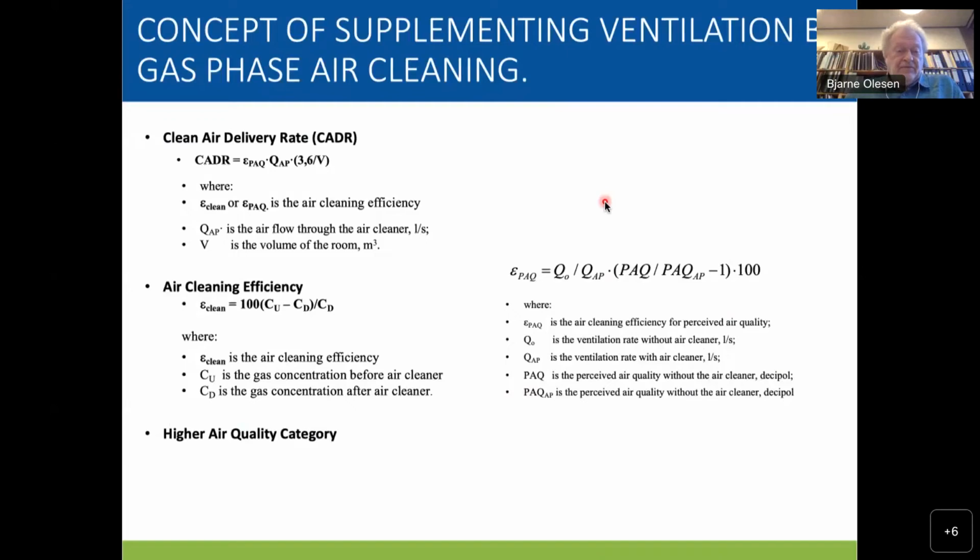And we will see there are some testing standards today based on a chemical measurement before and after an air cleaner, with which you can get an efficiency related to the cleaning efficiency based on a chemical measurement at a gas concentration. The other thing we are talking about today is that we can also measure how efficient it is to reduce the perceived air quality. And we will talk more about that, and that's also a way of getting the clean air delivery rate.